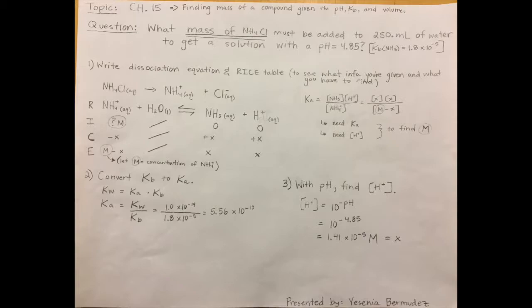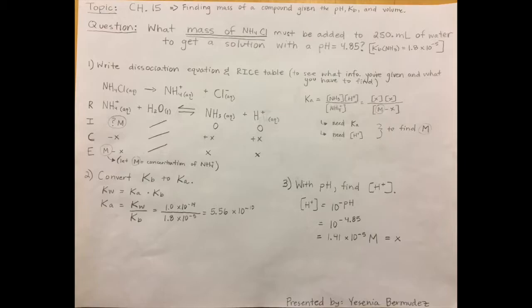In simpler terms, the question is asking us to find the mass of a compound when we are given the pH, an equilibrium constant, and a volume. To start off, I think it's important to write the dissociation equation and ICE table to see what information you're given and what you have to find.